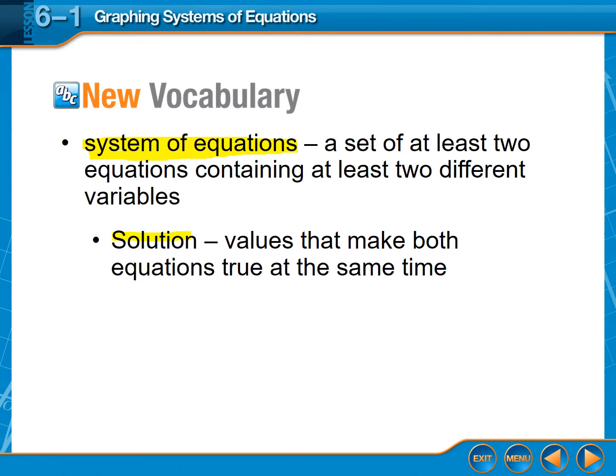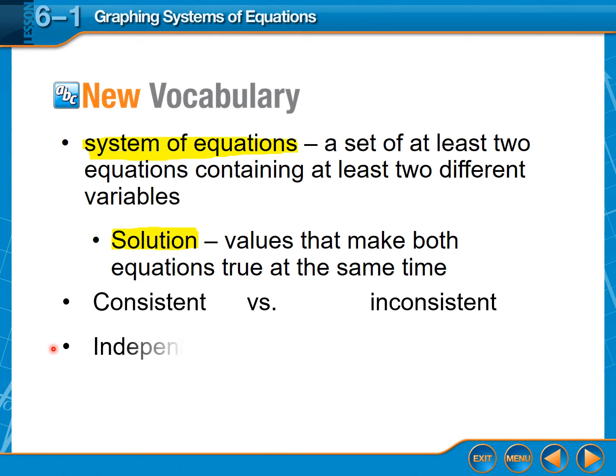Now the next thing that we look at is when we talk about the solution to a system of equations. The solution is the point or points on those equations that contain values that make both equations true at the same time. So the solution is the set of values x and y that works in both equations that were given. And we're also going to look at the types of systems that we have. We have consistent versus inconsistent systems and independent versus dependent systems of equations.